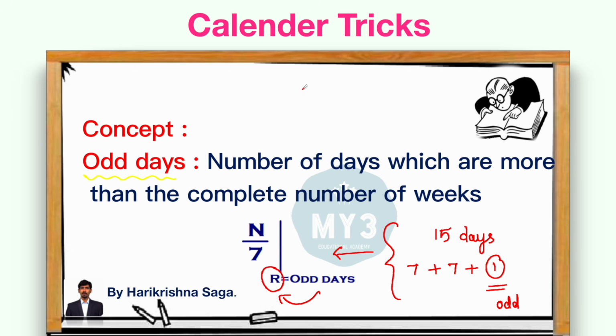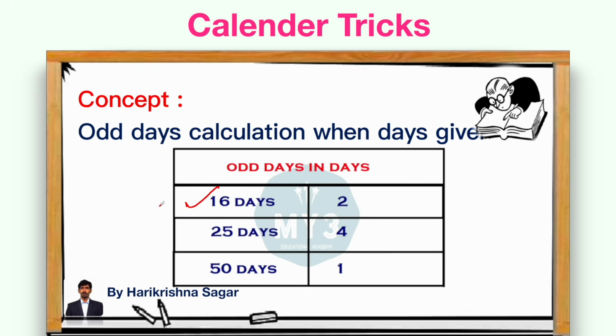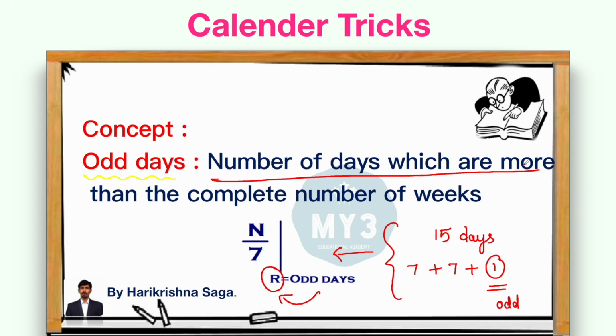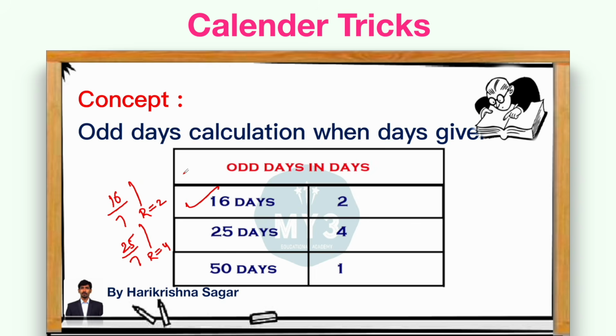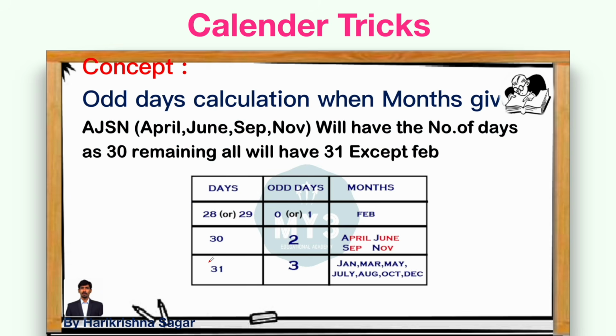For example, we have 16 days. What is the number of odd days? You do 16 by 7, remainder is 2. So 2 indicates the odd days. 25 days: 25 by 7, remainder is going to be 4, because 7 3s are 21. That means 3 completed weeks, and on top of 3 completed weeks there are 4 days extra. That's why the definition is the number of days which are more than the completed number of weeks. So the extra days after completed weeks will be treated as odd days. If it is 50 days, 7 7s are 49, so odd days will be 1. So this is the odd days calculation.